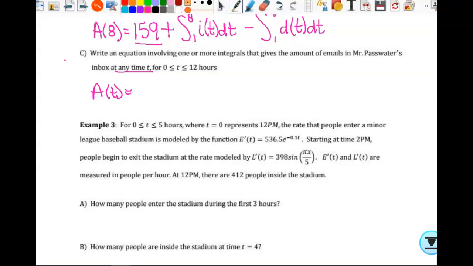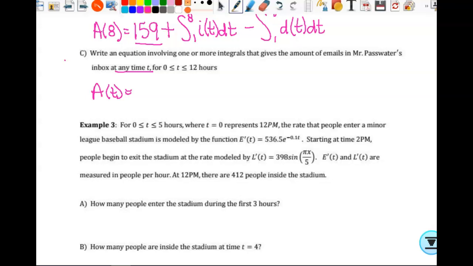Why do you have 12? Because that's from 0 to 12. That's not at any time. That'll give you over the whole 12 hours. No, don't pick a time. You don't get to pick a time. It's any time t. So write an equation for any of it from 0 to 12.